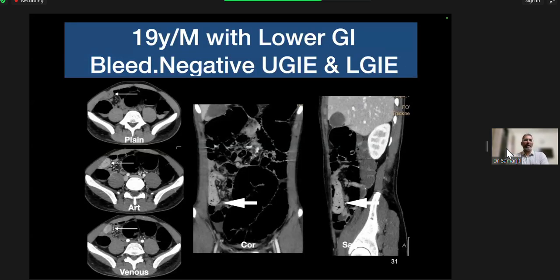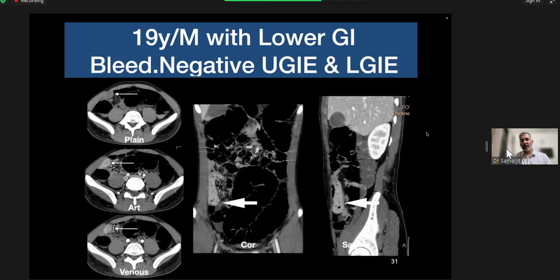This was a 19-year-old male with lower GI bleed. Not bleeding at the time of the scan, therefore upper GI and lower GI endoscopies were done. Both were negative, sent for CT. And this was a very tubular structure which appears blind ending. It is enhancing but not bleeding at the moment. Bleeding is seen as extravasation of contrast into the lumen. So you don't see extravasation of contrast in the lumen. What you see is this tubular blind ending structure in the right iliac fossa in a 19-year-old male.